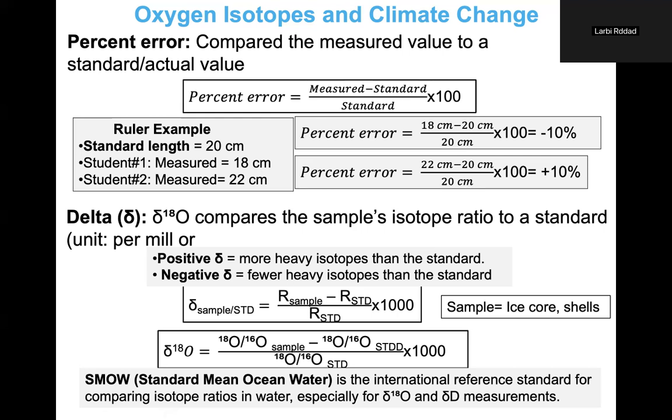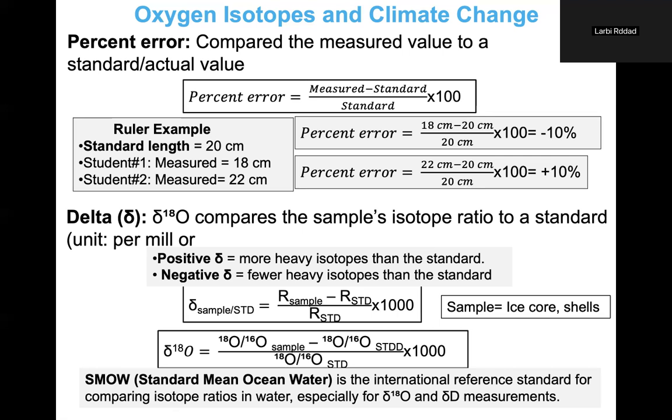So 18 minus 20 is minus 2. Minus 2 divided by 20 times 100. That would be minus 0.1. That is correct. So if you subtract these two numbers, you get minus 2, divide by 20, multiply by 100, and you get minus 10%.